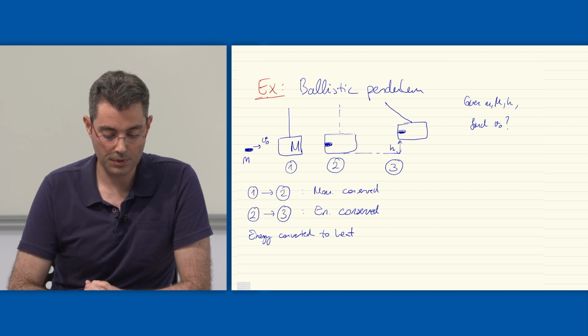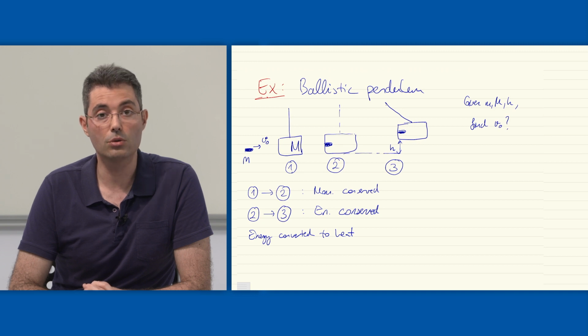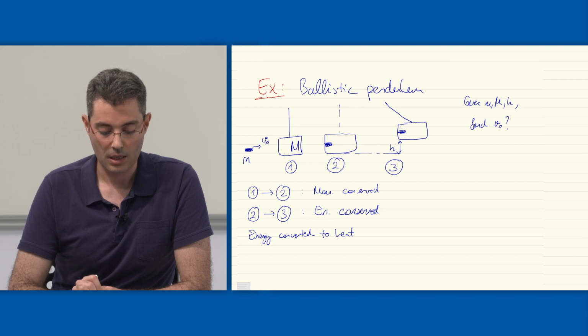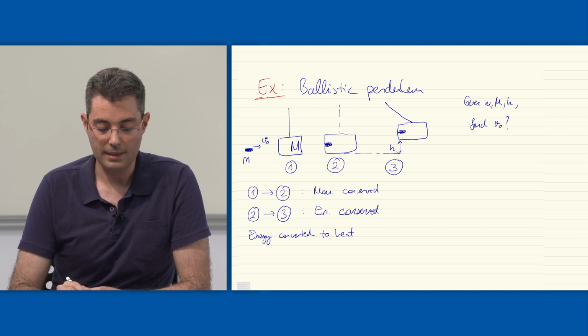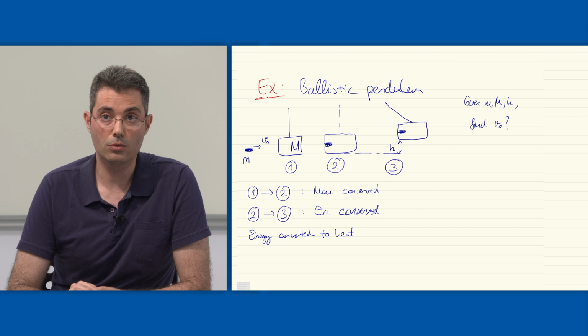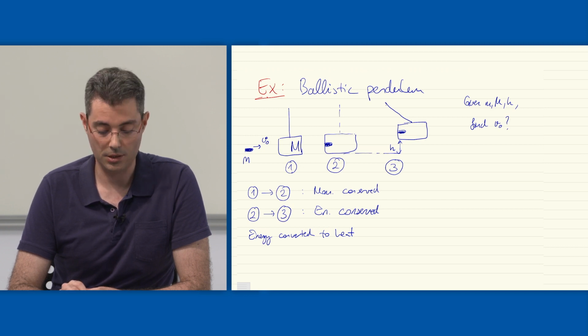So in order to do this, we will apply the following. From 1 to 2, just before the collision and just after the collision, we are going to assume that the momentum is conserved. And then from that point onwards, we have only the conservative force of gravitation that we can express in terms of potential energy.